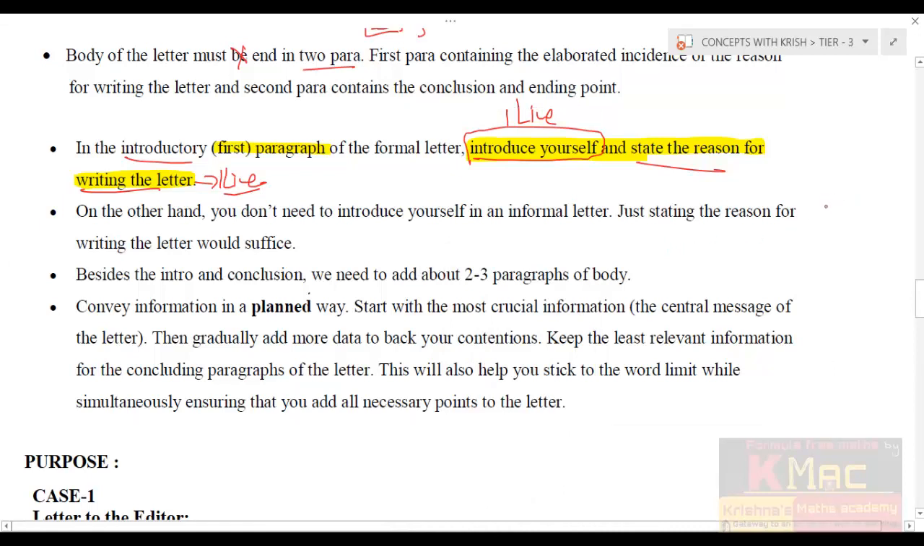And in the third paragraph you can conclude. The conclusion is what exactly you are expecting from him. That should be your third paragraph, the conclusion. So your body will have 3 paras. This is the ideal structure, 3 paras.